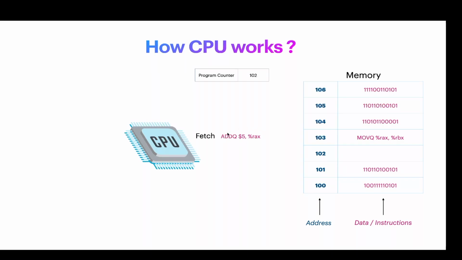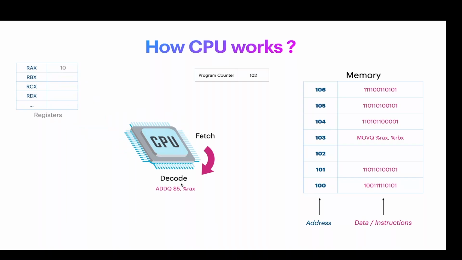Once the instruction is fetched, it goes to the next phase, which is the decode phase, where the CPU tries to decode what this instruction is all about. For example, this is an add instruction, which says add the number 5 to whatever is available in this register and store the result into this register itself. So that's what this instruction says. So at the end of the decode phase, the CPU understands what to do with this instruction.